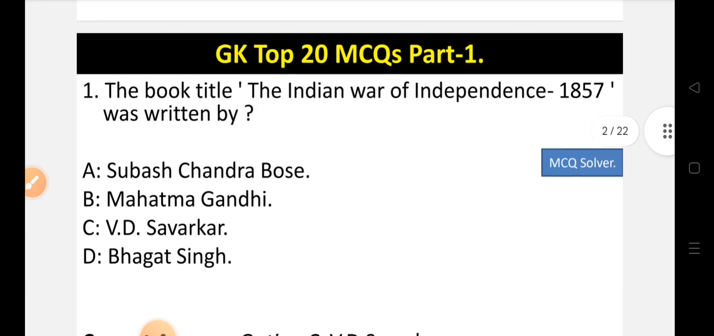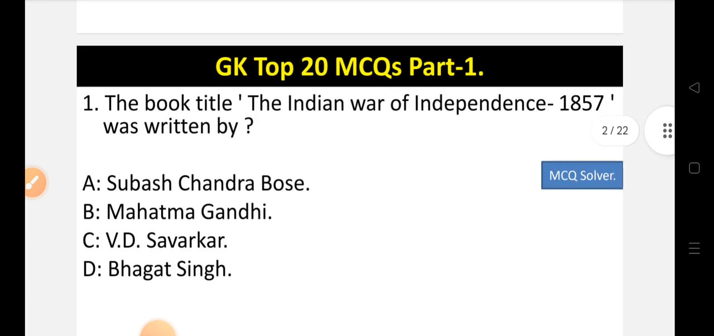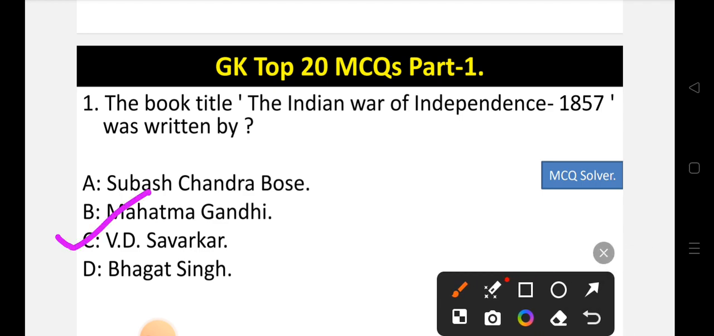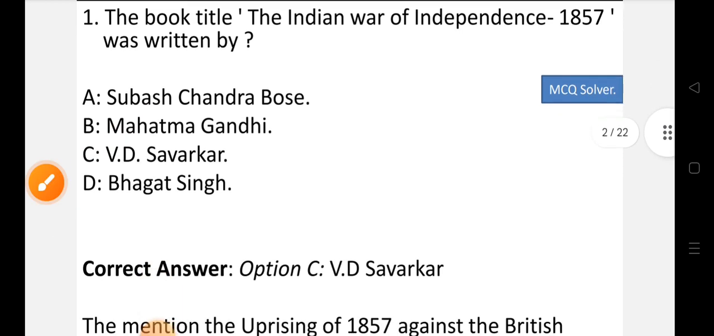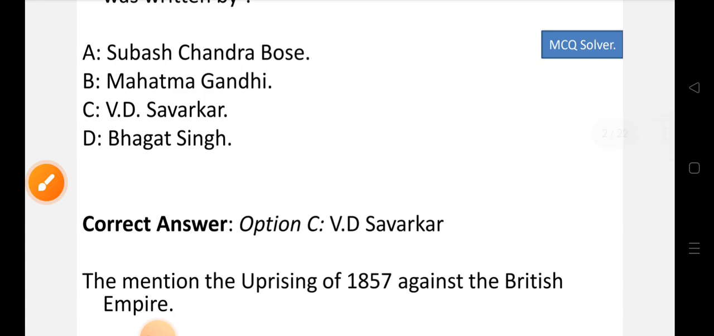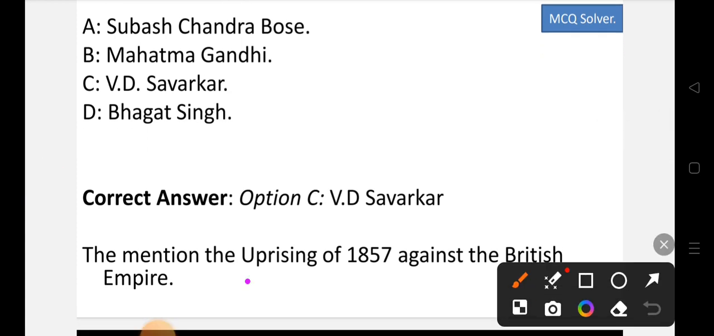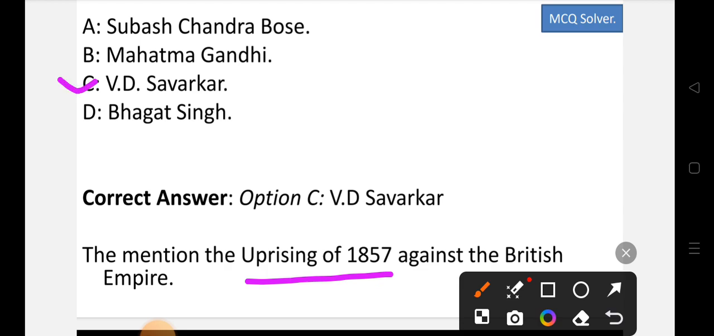The book title Indian War of Independence 1857 was written by. The correct option will be option number C, that is V.D. Savarkar. So it was written by V.D. Savarkar, that is Vinayak Damodar Savarkar, and it mentioned the uprising of 1857 against the Britishers, against the British Empire. So C is the correct option.